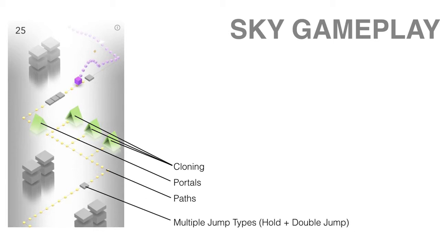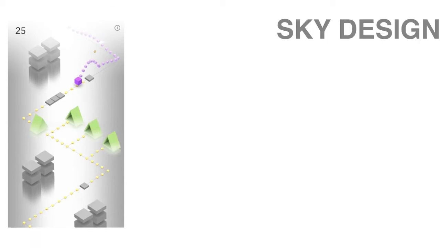Multiple jump types. You have the hold jump, which is going to end up being like Impossible Game or Geometry Dash. Then you have the double jump, and they both are implemented together. Again, I've never seen that done. Lots of firsts in this game as far as I know of, and it lends for very unique, interesting gameplay. Now let's look at the design.